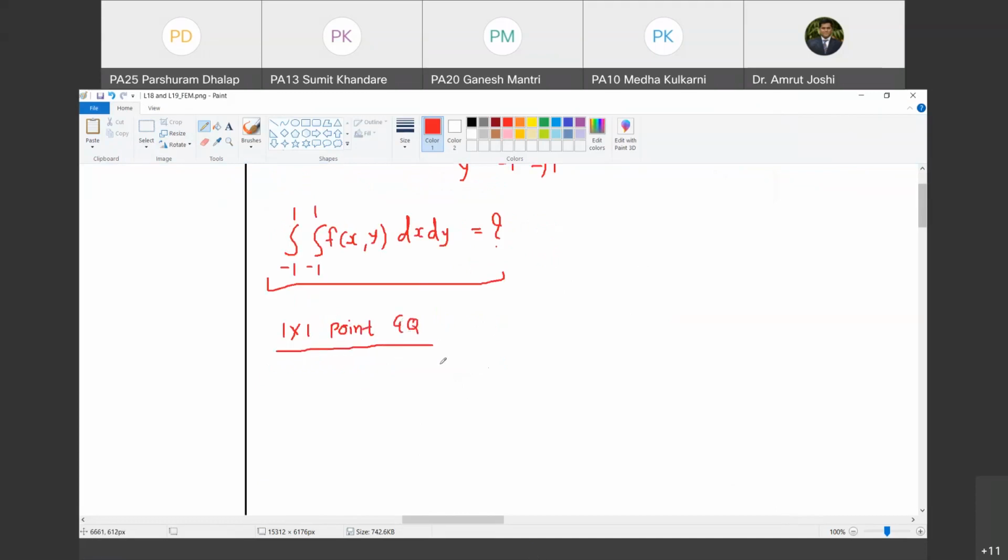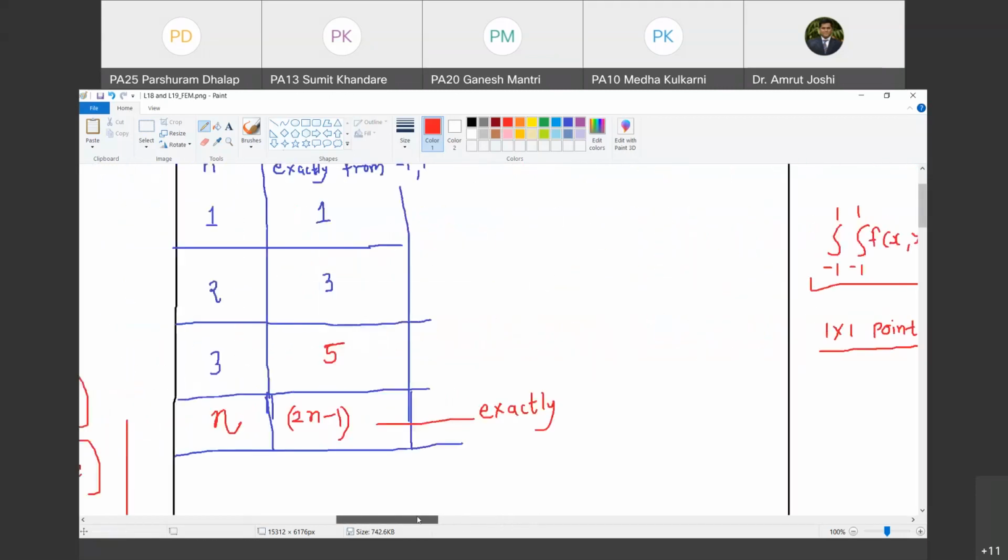So when are we going to use 1 cross 1 point Gauss quadrature? When f of xy is linear in x as well as linear in y. Pay attention here. Let me demonstrate: f of xy is equal to 3x minus 9y. So what is the highest power of x? 1. What is the highest power of y? 1. Do you agree with me?